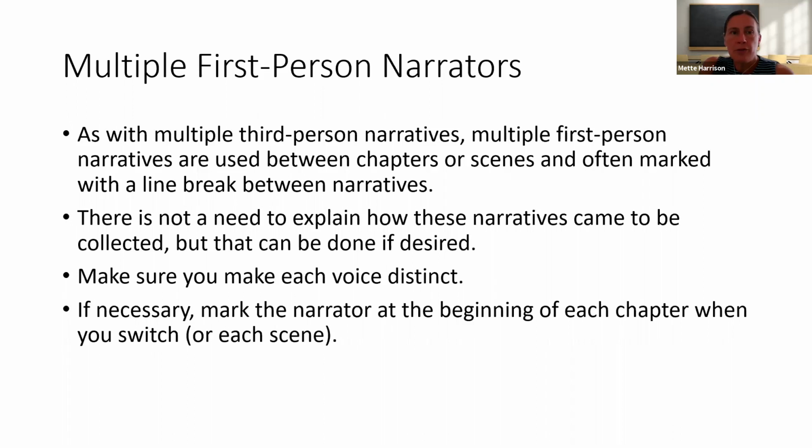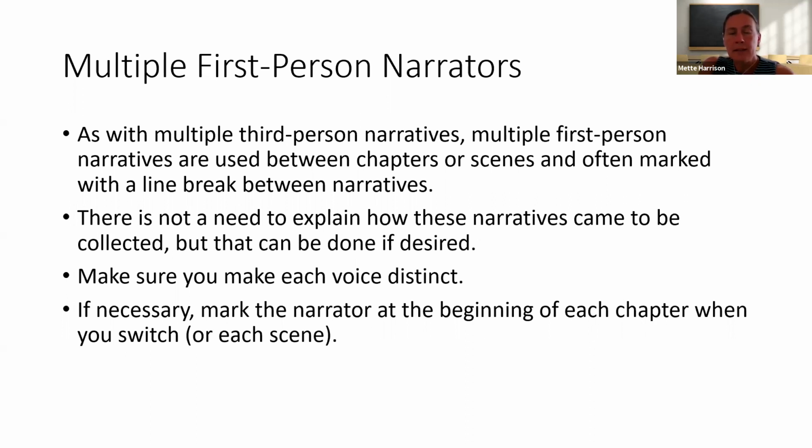Multiple first person narrators, as with multiple third person narratives, are used between chapters or scenes and often marked with a line break between the narratives. There is no need to explain how these narratives came to be collected, but that can be done if desired. I do remember a writer telling me once that you can't write in first person unless you explain at the end of the story how this person came to be writing this story. And I was like, no, I mean, young adult, you don't have to explain. They don't have to be writing a journal. They don't have to somehow tell you how this narrative came to be published. It's just a convention, and you just use that point of view.